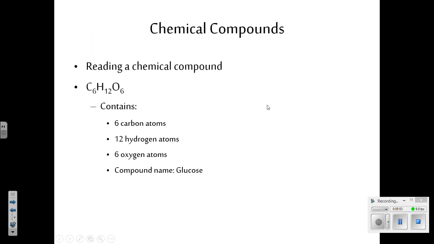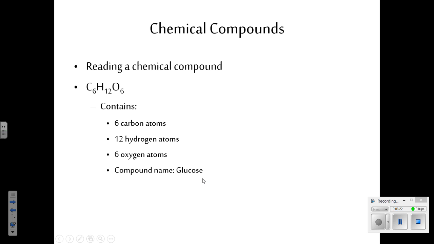All right, so if you actually start to read a chemical compound, it's pretty easy to do. You just look at the symbol and how many are there, so the number underneath. So this is C6H12O6, which is just telling us that there are 6 carbon atoms here, 12 hydrogen atoms, and 6 oxygen. So that little number after it is telling us how many are in there. And this C6H12O6 just happens to be what we call glucose.